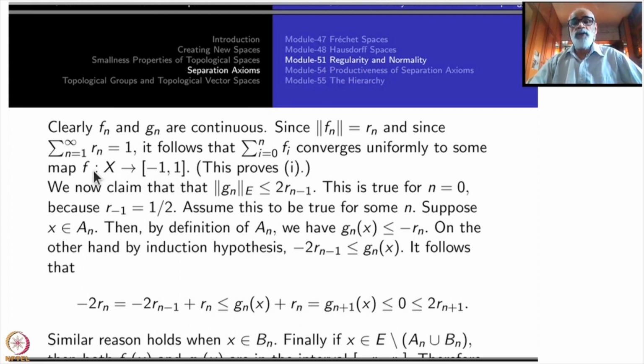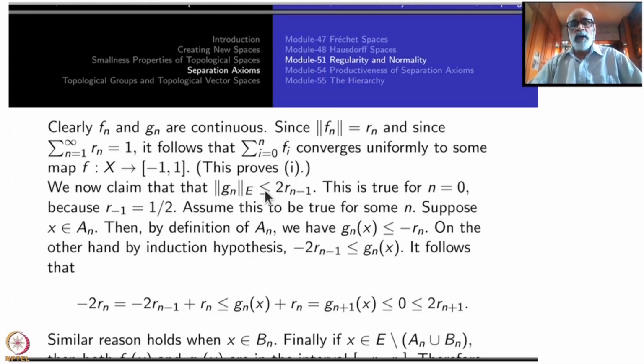Okay, so this function f is now continuous because it is a uniform limit of finite sums of Fi's, as n tends to infinity. So these finitely many Fi's are continuous. N tends to infinity, uniform convergence. Therefore, f is continuous.